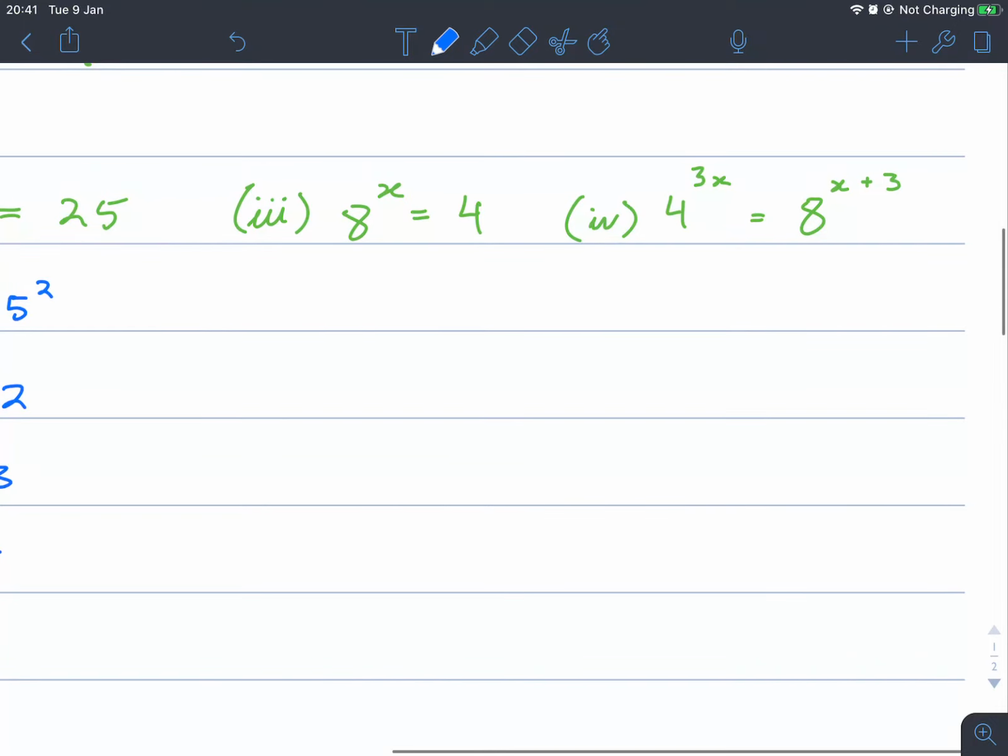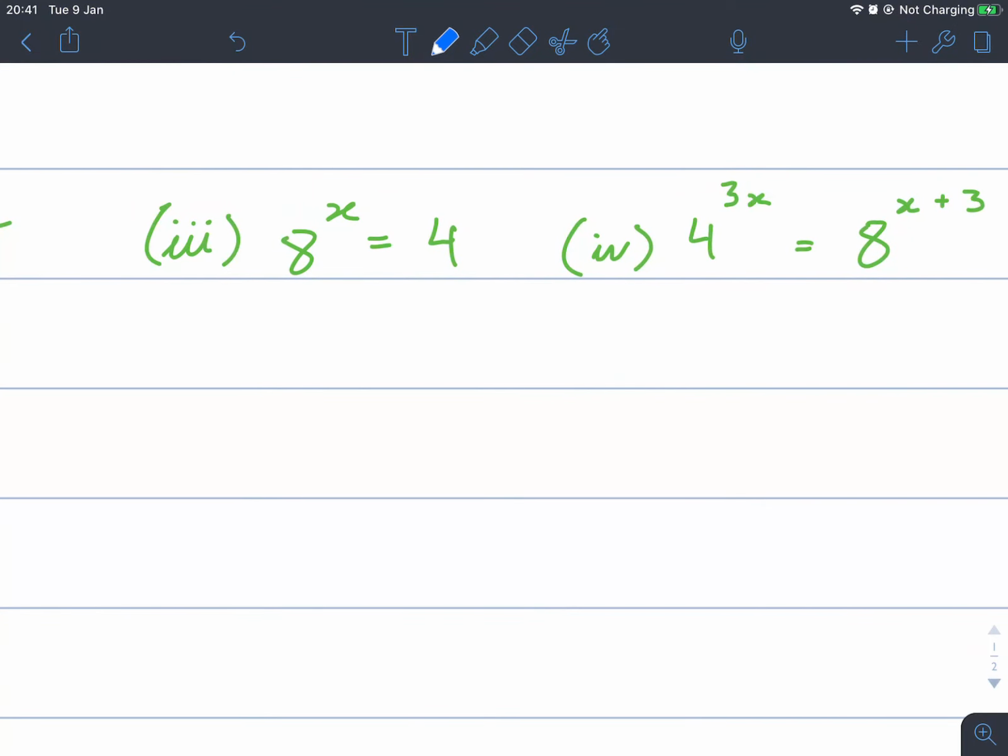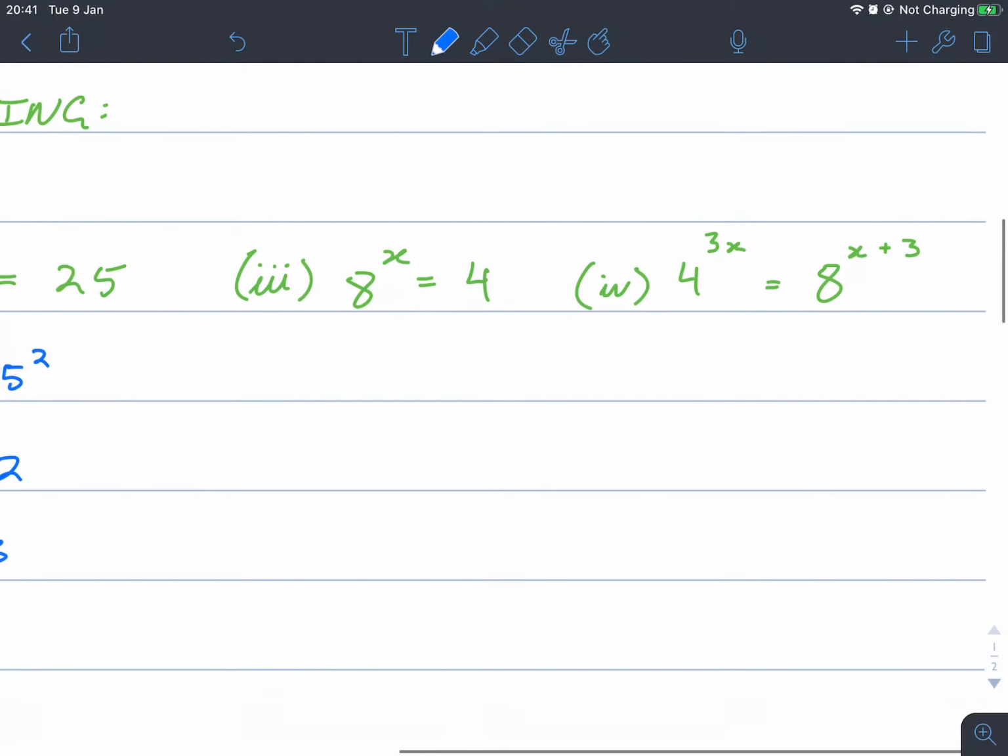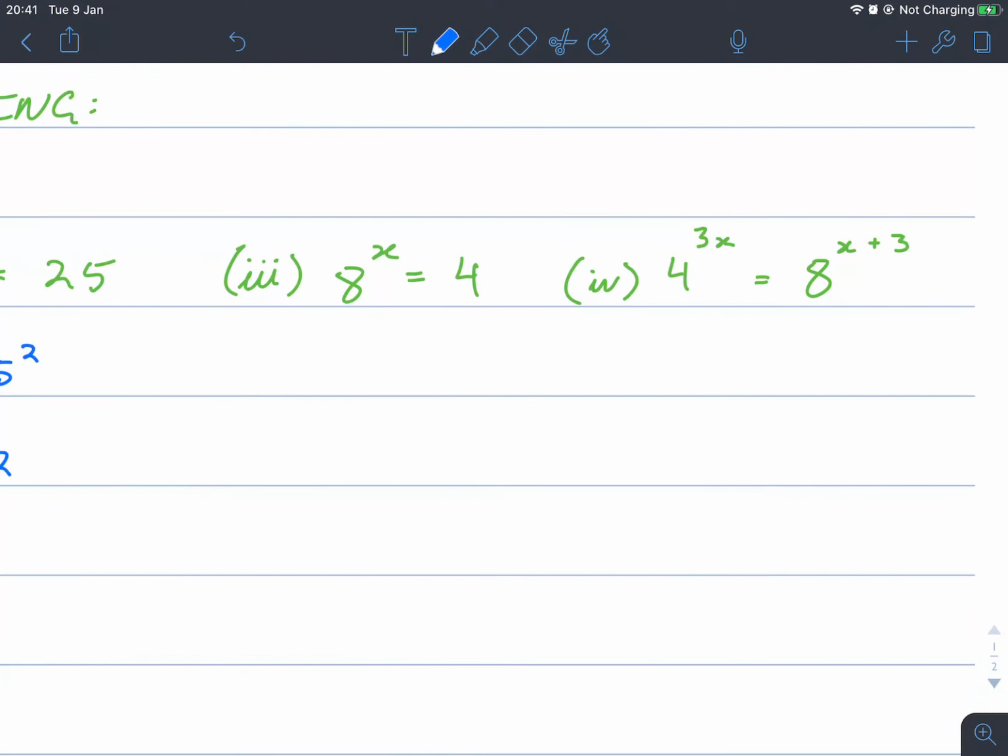Let's move right along. In this example here, it's not that obvious how we would reduce these. So in cases such as this, we reduce everything we possibly can. So for example, I know 8 is 2 to the power of 3, 2 times 2 times 2, all to the power of x. And I know 4 is 2 squared. Okay, so this becomes 2 to the power of 3x equals 2 squared.